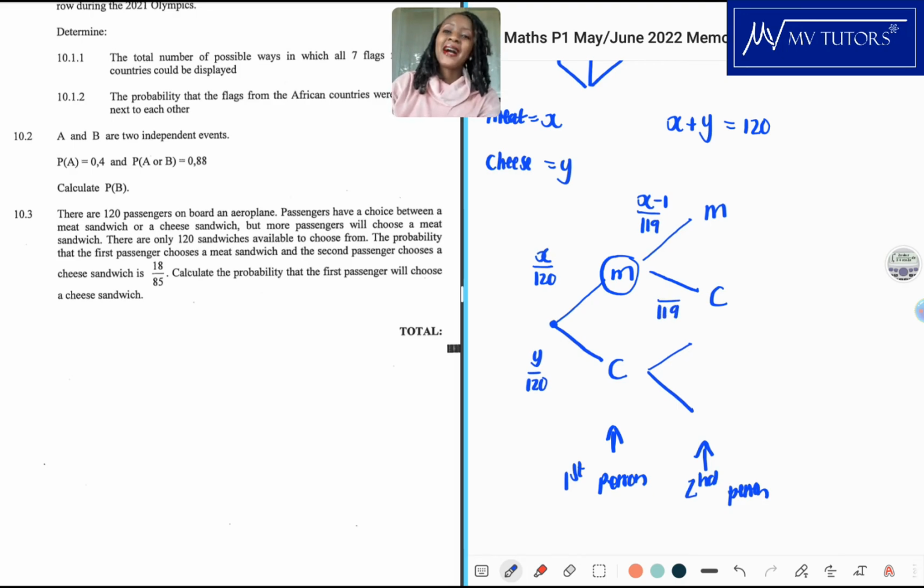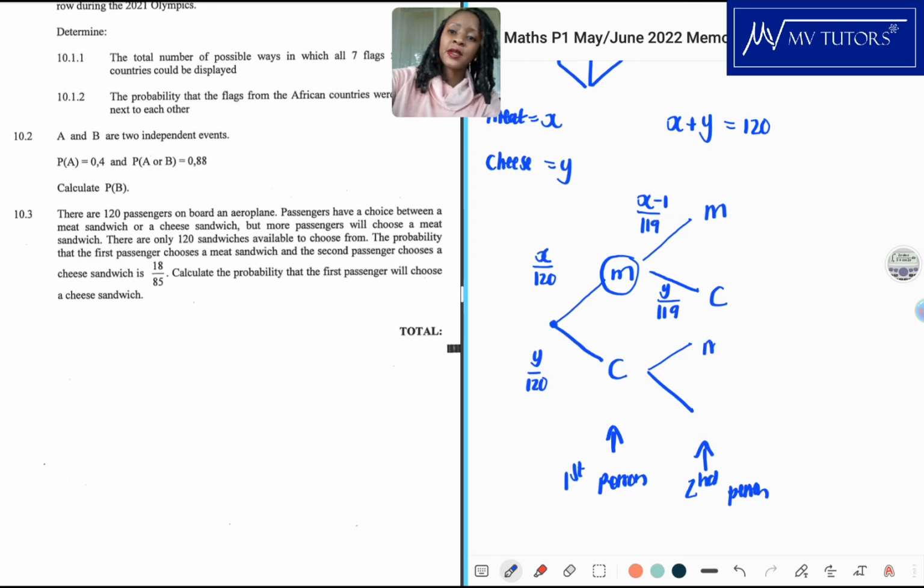But I still have the total amount of cheese because the first person took out the meat, right? So I have 119 left, but I have all the cheese sandwiches left, so that's why I put Y there. Now the likelihood that the first person takes a cheese sandwich is Y over 120. All the cheese sandwiches are available, so it's Y.